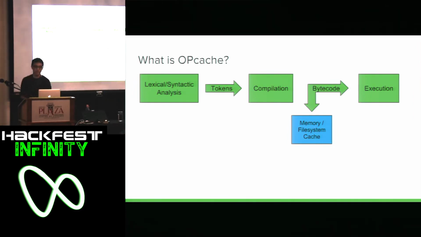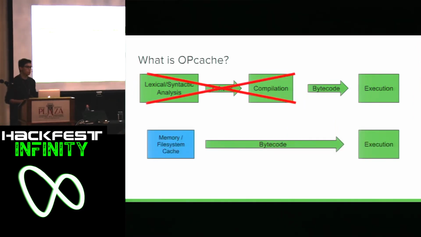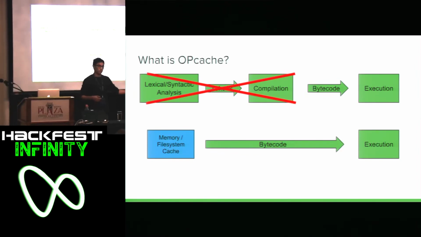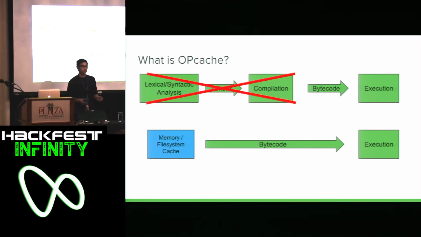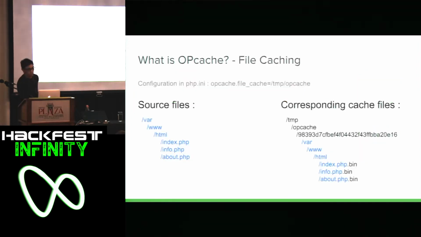Now, the second time a guest visits your web page, PHP is going to see that there's already bytecode cached, whether it's in memory or in the file system. And instead of going through the first two steps, it's just going to read from that cache directly and execute it. So your three-step process becomes a two-step process, and that's where you get your performance gains from OPcache. Now, for this presentation, we're not going to look at memory caching. We're just going to look at the file caching part.